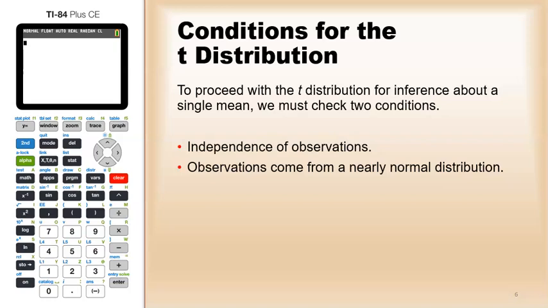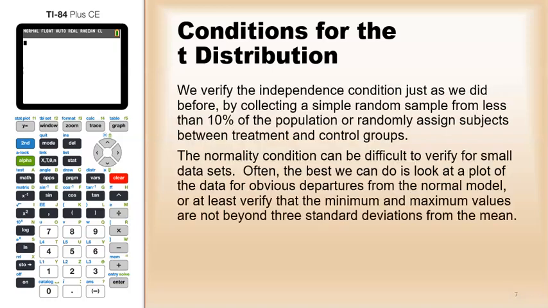Now, again, the conditions. To proceed with the t-distribution for inference about a single mean, we need to check two conditions: independence of observations, and the observations come from a nearly normal distribution. And we verified the independence condition just as we did before by collecting a simple random sample from less than 10% of the population, or randomly assign subjects into treatment and control groups.